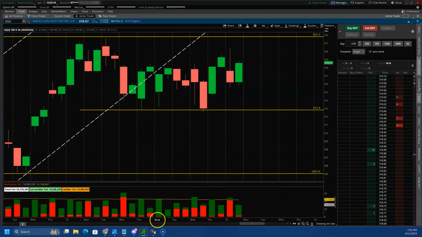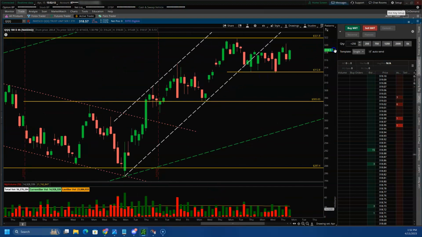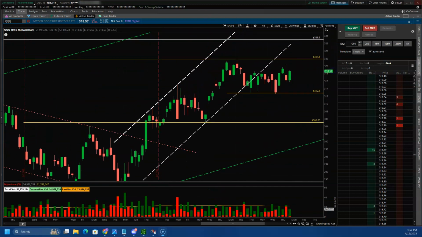In the 4-hourly view, nothing really popping out. Again, 312.8 was the level that we broke out of, so that became your support, and this whole week we have been defending that. So that's the look and feel of this QQQ.